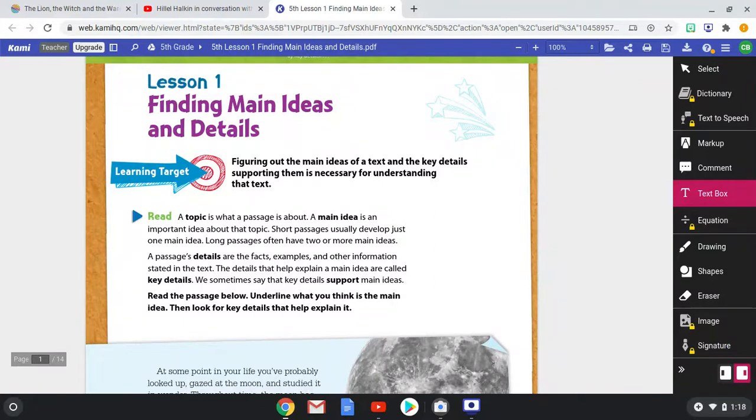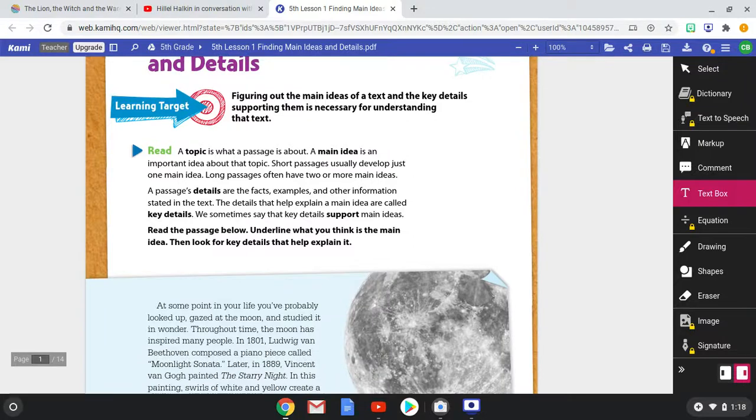Our learning target says figuring out the main ideas of a text and the key details supporting them is necessary for understanding that text. So being able to find the main idea and the key details shows comprehension. It shows that you actually understand what you've read. A topic is what a passage is about. A main idea is an important idea about that topic.